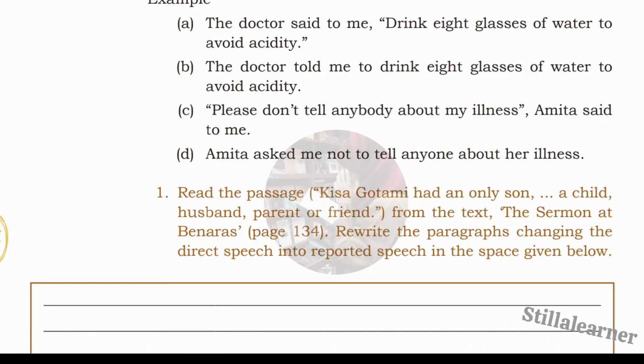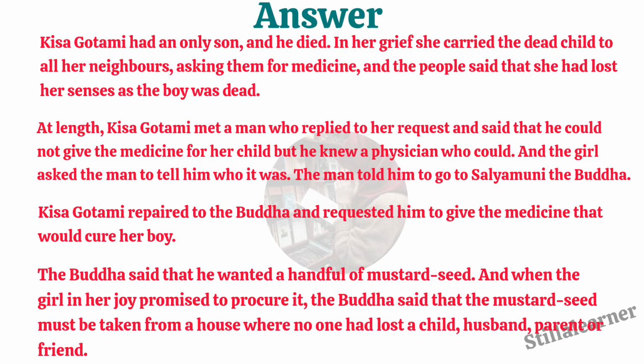Let's see that. Here you go for the answer. Kisa Gautami had an only son and he died. In her grief, she carried the dead child to all her neighbors, asking them for medicine. And the people said that she had lost her senses as the boy was dead. Next one. At length, Kisa Gautami met a man who replied to her request and said that he could not give the medicine for her child, but he knew a physician who could. And the girl asked the man to tell her who it was. The man told her to go to Sakyamuni, the Buddha.